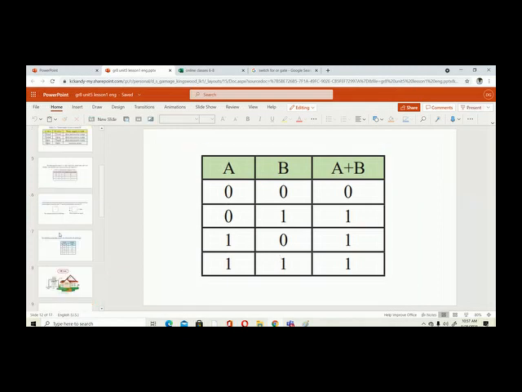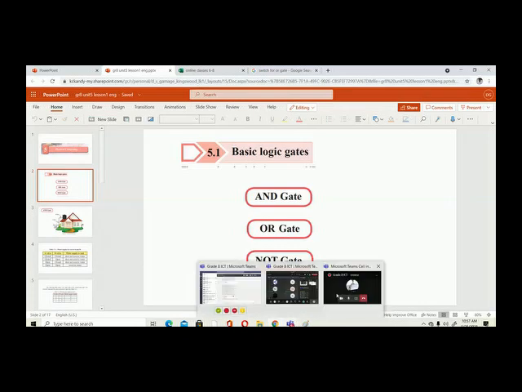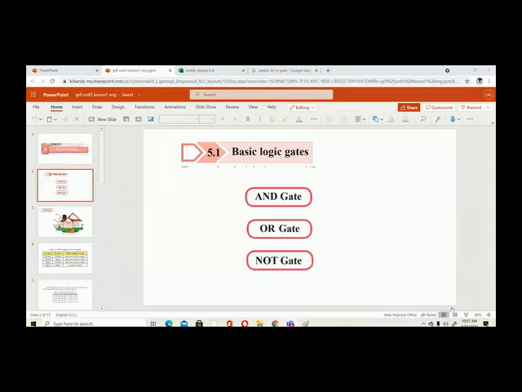Now, that is it about the gates. Then we have to take down this note. Shall we? Right, let's take down this note.